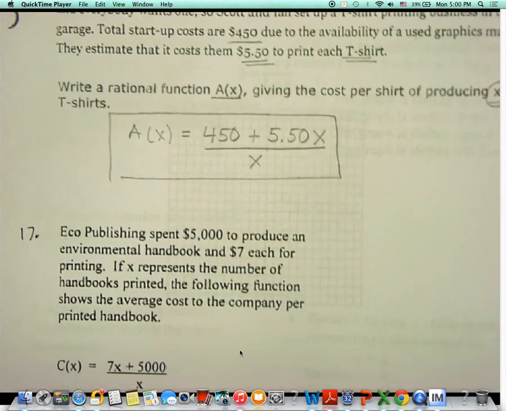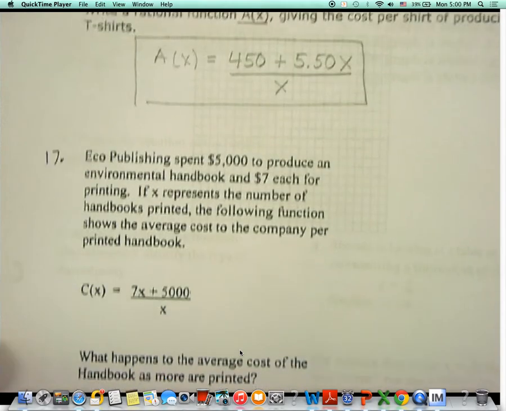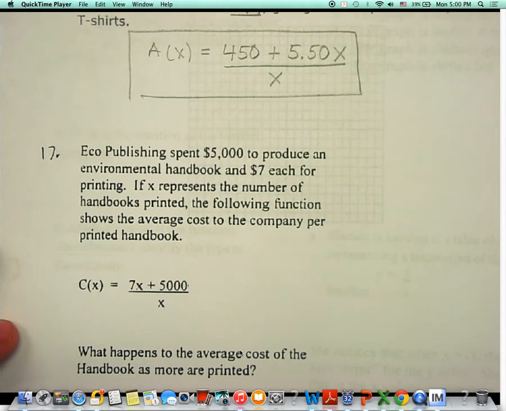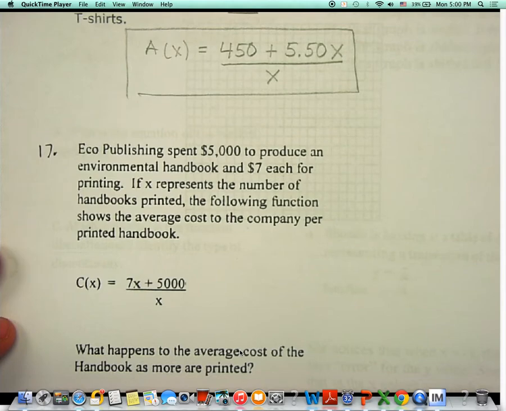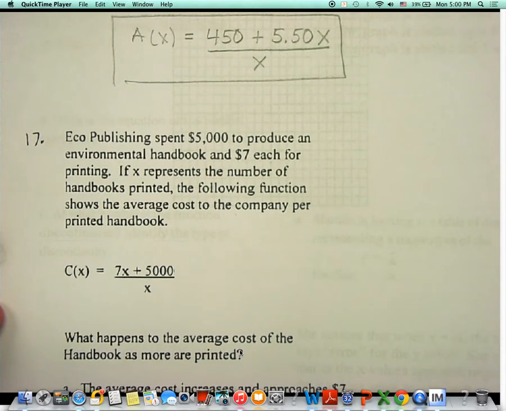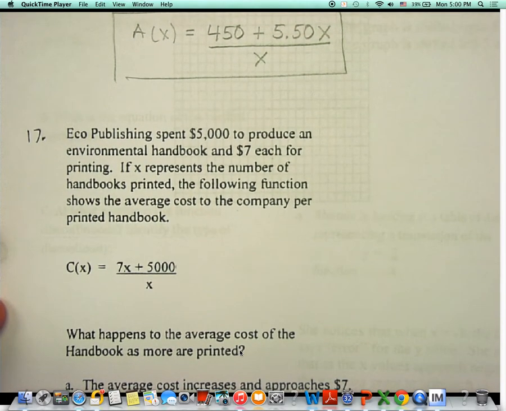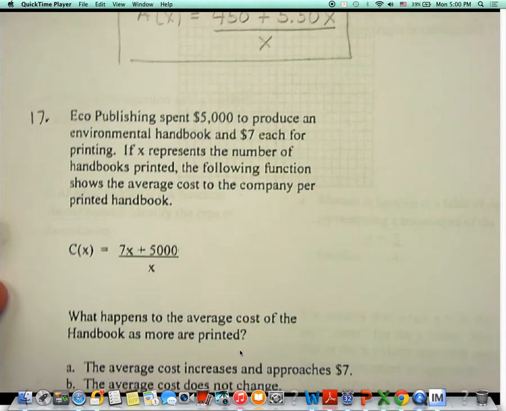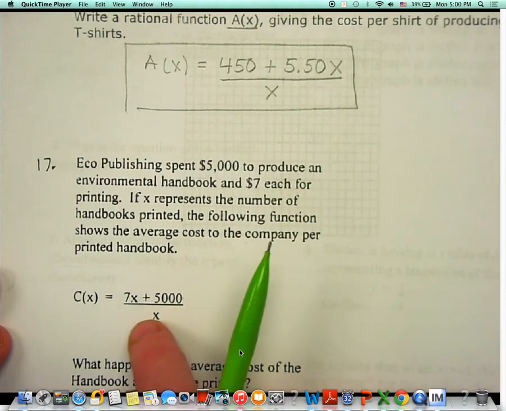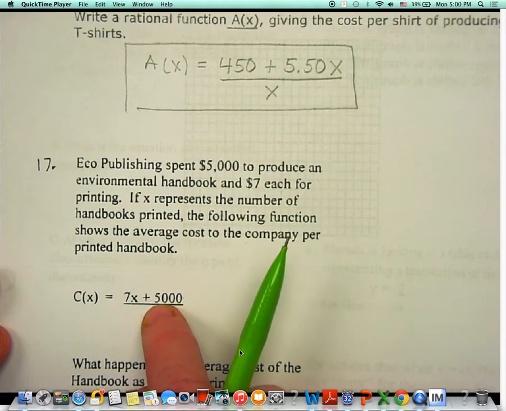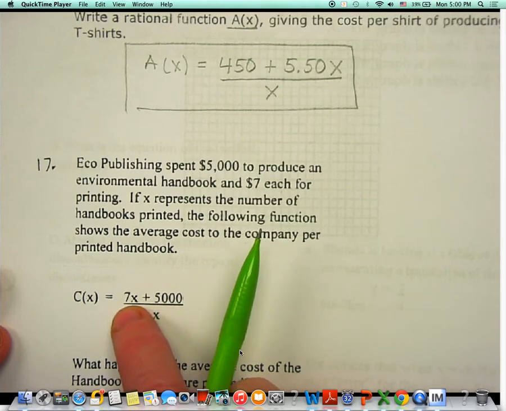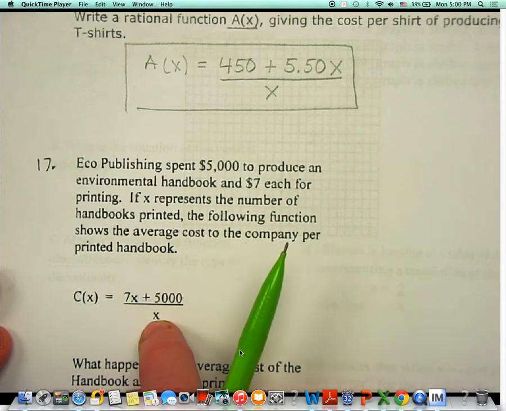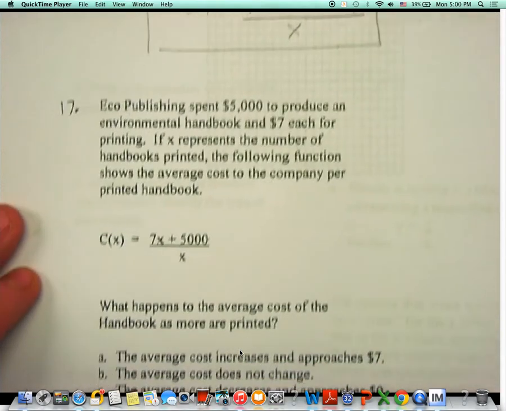All right, now this one's very similar. This next one, number 17. Eco Publishing spent $5,000 to produce an environmental handbook and $7 each for printing. If X represents the number of handbooks printed, the following function shows the average cost to the company per printed handbook. Okay, so see how very similar this one is? This is saying that it costs $5,000 to produce the handbook and then $7 for each one to print it. And then you divide by the number of handbooks to see how much it costs to print each handbook.